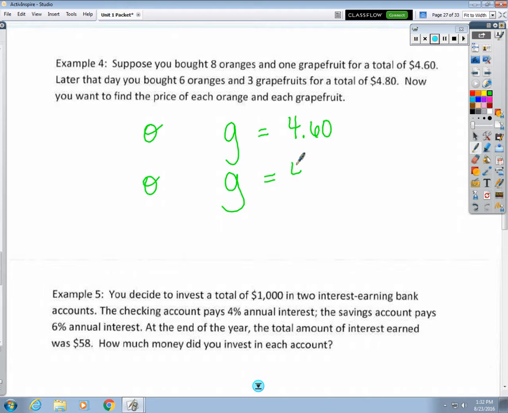460 and 480. Now, when it comes to the 460, what all was involved in that total? Right, 8 oranges plus 1 grapefruit totaled up to 460. That's oranges.